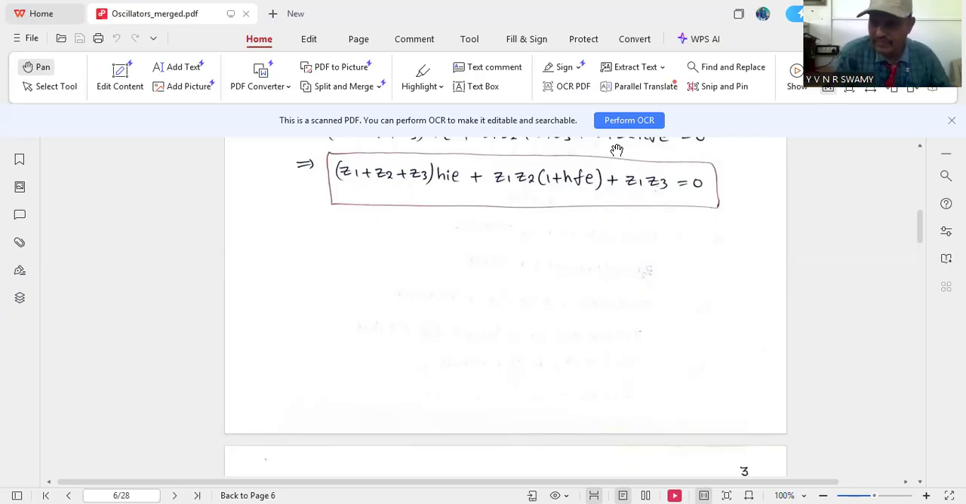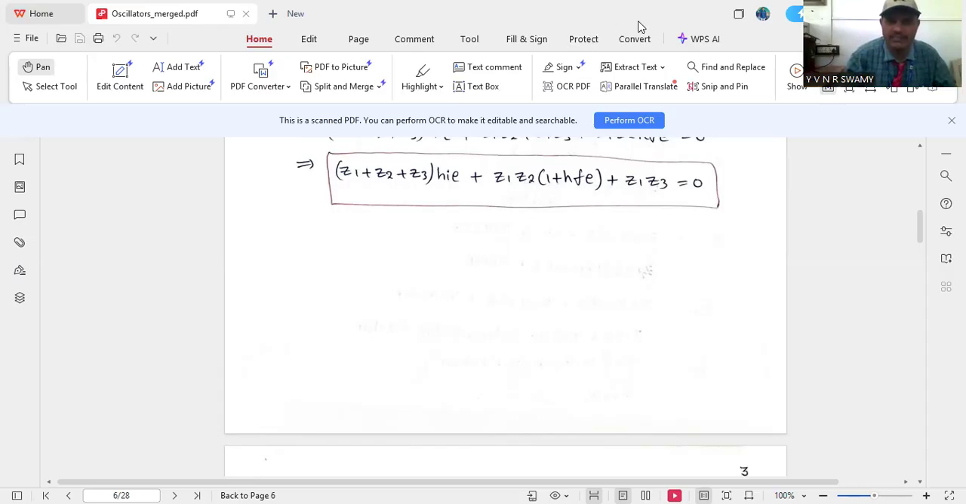In the previous video, I discussed the operation of the Colpitts oscillator. In this video, I will discuss the derivation for the frequency of the Colpitts oscillator. To derive it, we have to remember the generalized equation of the LC oscillator.